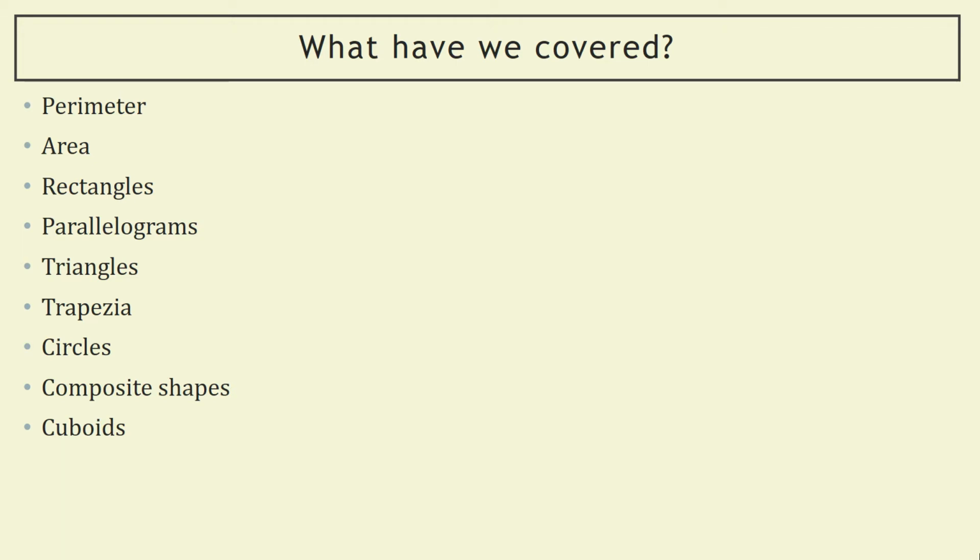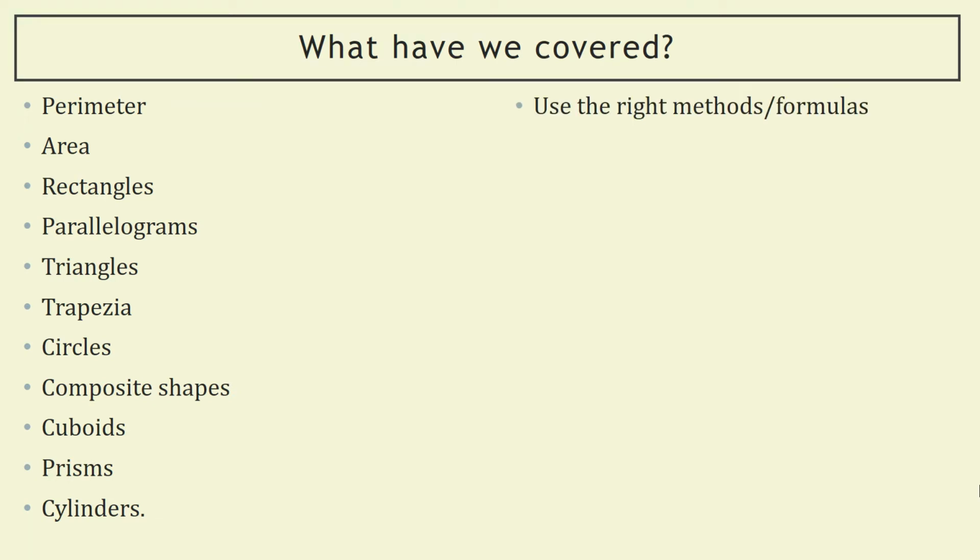Then we started to get into volume, of cuboids, prisms as well, and cylinders. So that's really the things that we've covered. We've covered a lot: perimeter, area, volume, and then the special shapes that we've looked at. With the volumes, we've looked at cuboids, prisms, and cylinders.